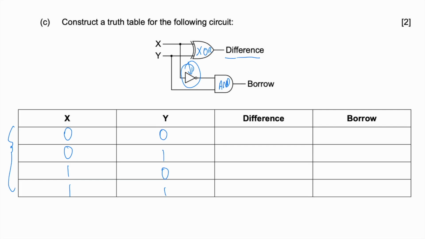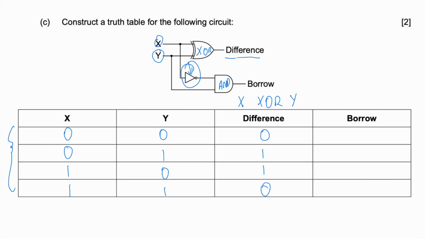There's a couple of ways to approach this. The easiest way, actually probably the way that you should do it, is right here we see that x and y are just going to go through an XOR gate to give us a difference. So this is going to be x XOR y. If you remember anything about our XOR gate, basically when the inputs are different, we get a 1. When they're the same, we get a 0. So that means that we're going to have a 0 right here, a 1 here, a 1 here, and 0 here.